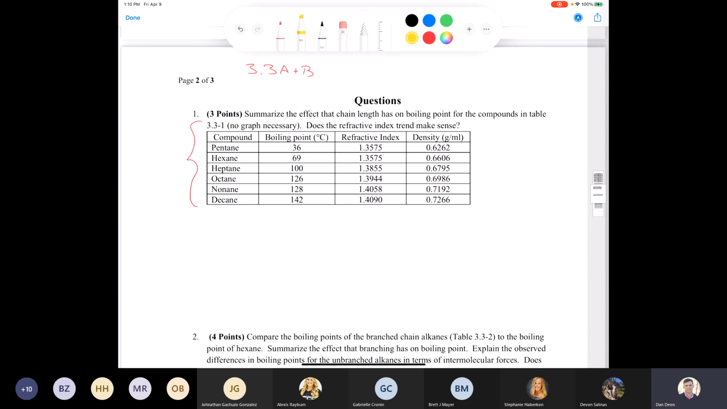Question is, summarize the effect that chain length has on boiling point for the compounds in this table, and does the refractive index trend make sense? Well, you guys are all organic chemistry students. You know that when we go from pentane to hexane to heptane to octane to nonane to decane, what are we doing? We're increasing the length of a linear hydrocarbon, right? And what's the trend in boiling point? We see that boiling point increases as the length of the hydrocarbon increases.